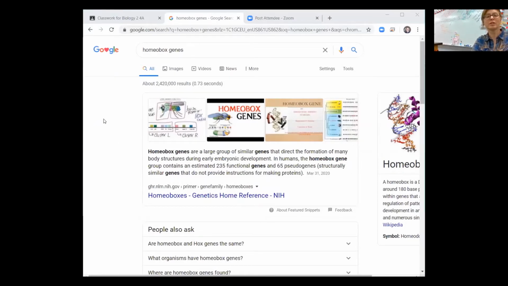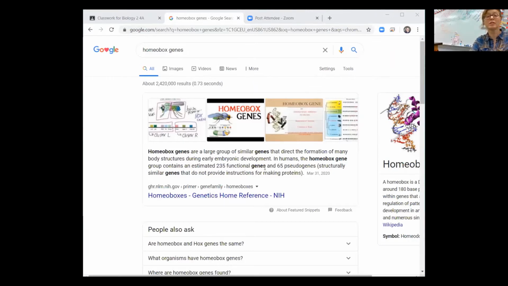Homeobox gene definition here. I'll post a bigger definition on the upcoming assignment. The homeobox genes, it says right here, are a large group of similar genes that direct the formation of many body structures during early embryonic development. Okay? They're relevant not just in earthworms and flies, but it goes on to explain that in humans, we've recognized these homeobox genes, and we're looking at about a couple hundred genes.